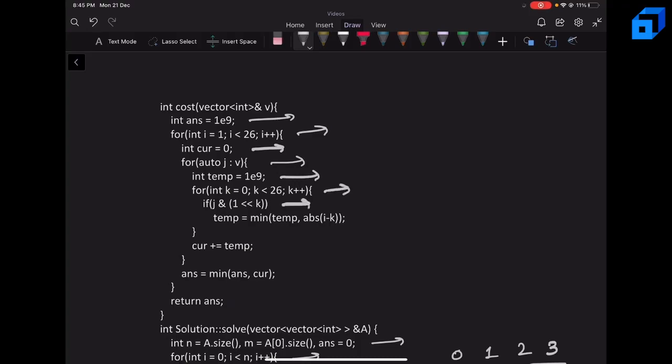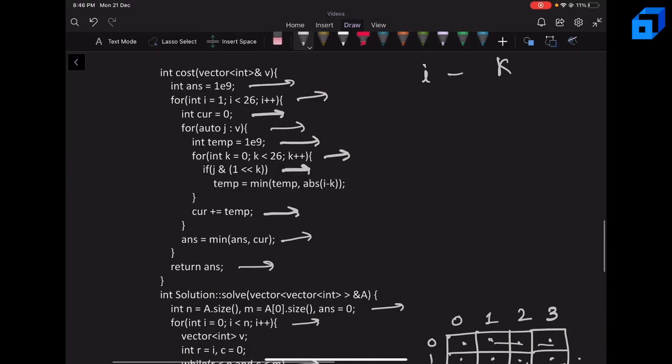If the kth bit is set in our number and we want to set the ith bit, we'll require absolute of i minus k operations. So we find the minimum number of operations required to set the ith bit on in our number, and we finally add this value to our current answer. And since we want the minimum number of operations, we find the minimum over all the bits, that is, the minimum number of operations to set any bit on, and we finally return this answer.